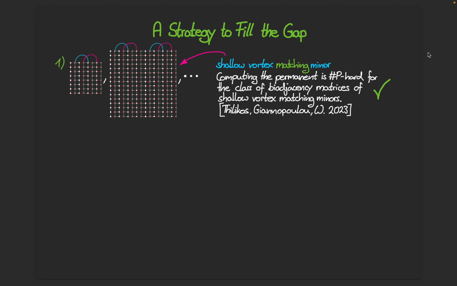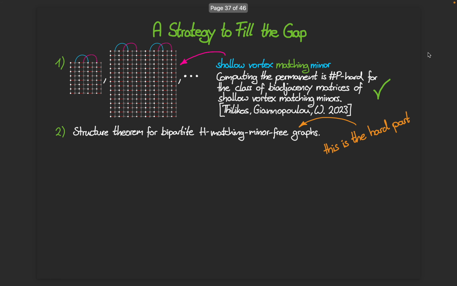So the first one was the hardness result. And indeed, you can see here, I slightly changed the graphs. These are now the matching version of the shallow vortex grid. And we were able to prove in this SODA paper from last year that on the class of matching minors of these objects, counting perfect matchings, or equivalently computing the permanent, remains #P-hard.